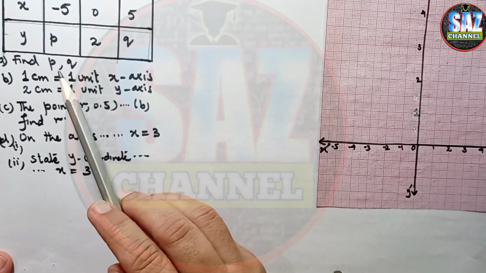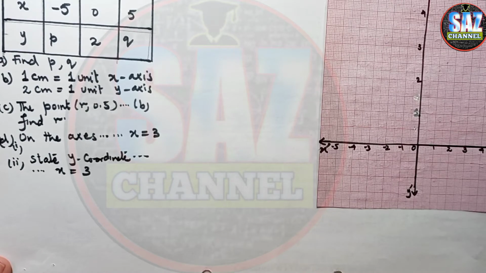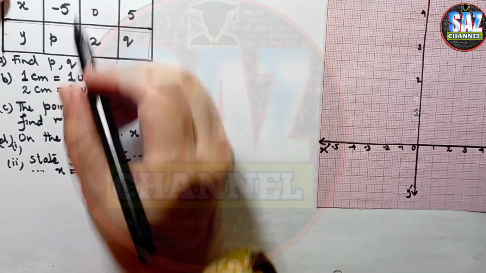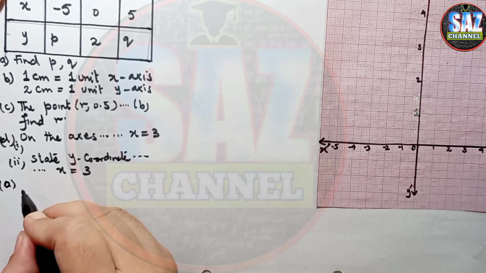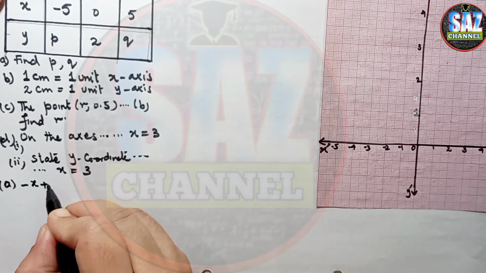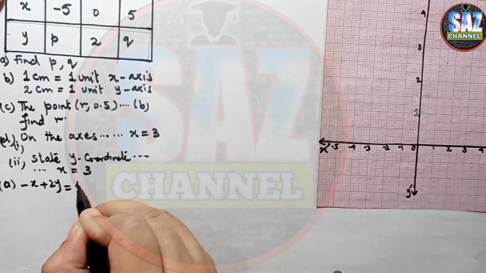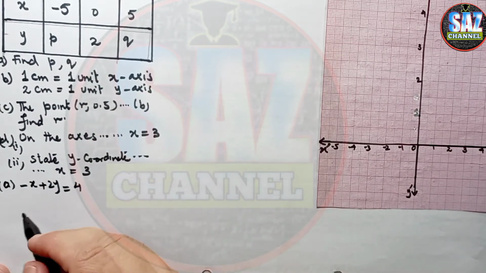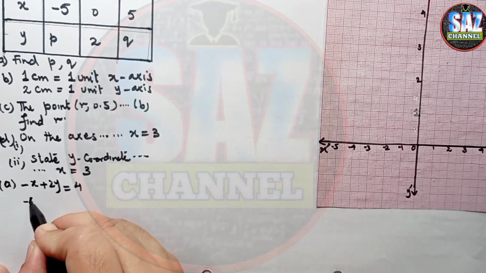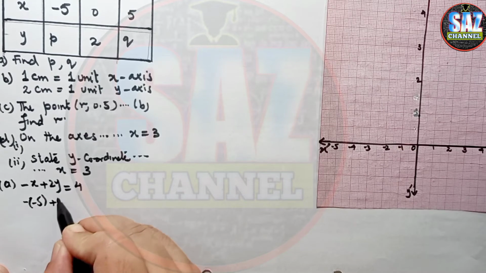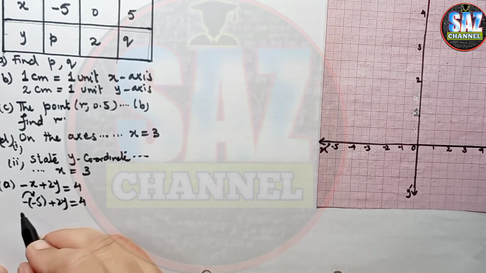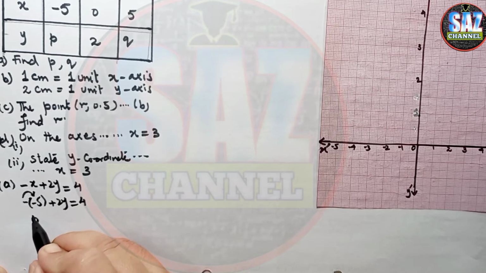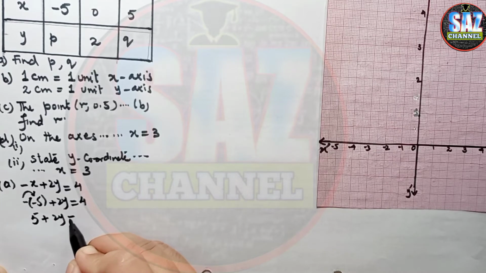As the first part says that we have to find the values of p and q, we have to take the given equation. The given equation is minus x plus 2y equals 4. Instead of x, I have to replace minus 5, carefully: minus and minus 5, plus 2y equals 4. Do not forget the rule of integers. Minus multiplied by minus will become plus, so 5 plus 2y equals 4.